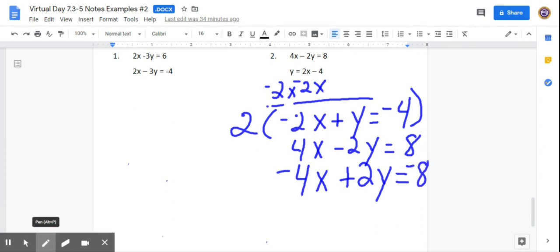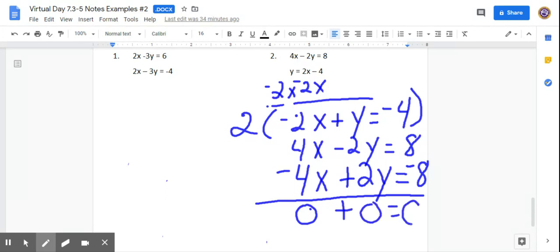Okay, and this is the top equation here. I copied down the right one. Sorry about that. So now you have 4x minus 4x, 0. -2y plus 2y is 0. And 8 minus 8 is 0. So 0 equals 0.